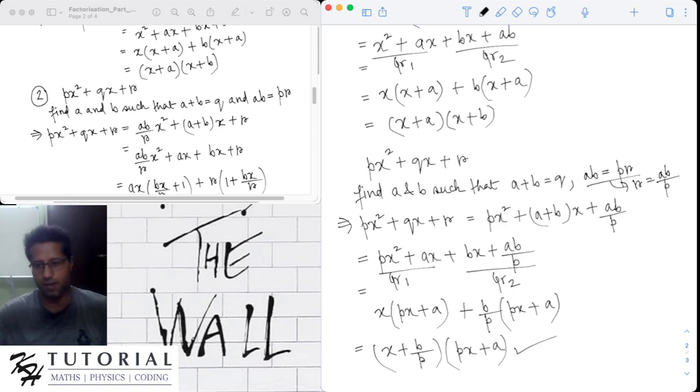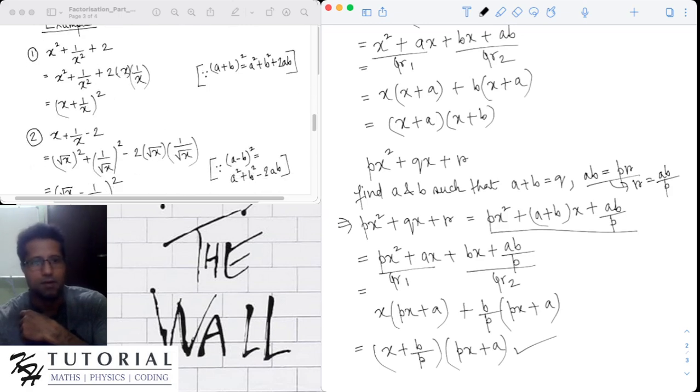Once you have found a and b, you can replace the given polynomial in this form. Then you can easily factorize. It will be easy once you have substituted the constants in terms of a and b. So this was the second form of quadratic trinomial which can be factorized.